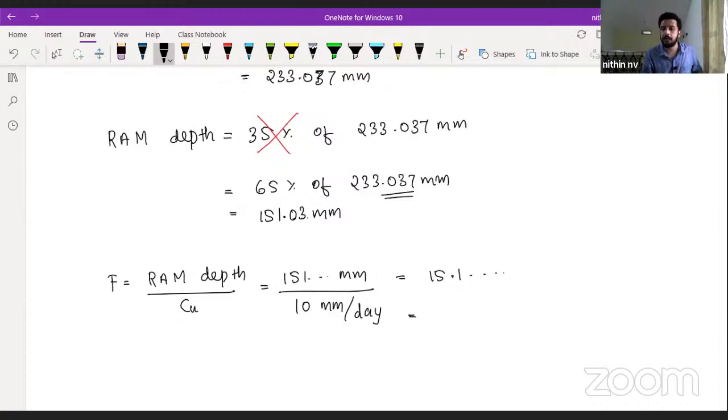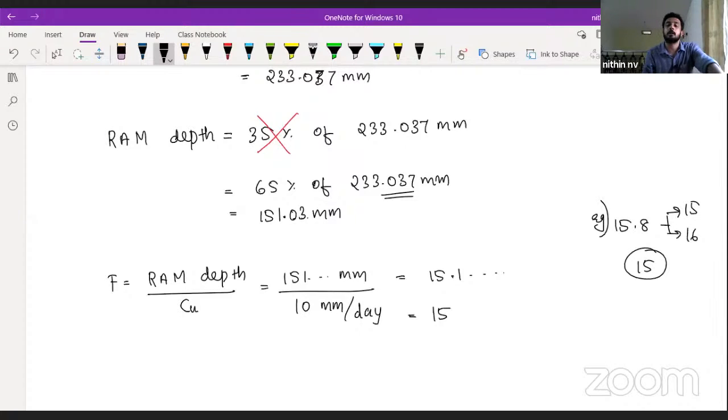So 15.1, either I can round it off to 15 or 16. So what do we have to take? If you are getting something like 15.8, for example, will you round it off to 15 or will you round it off to 16? Okay, tell me this example. If I am getting 15.8, will you take 15 or 16? What value are we going to take? Very good. We are going to take 15 only.